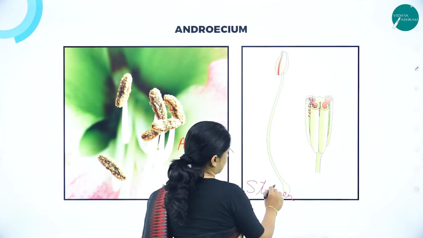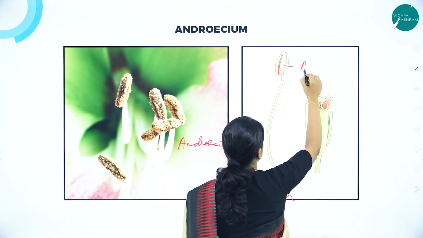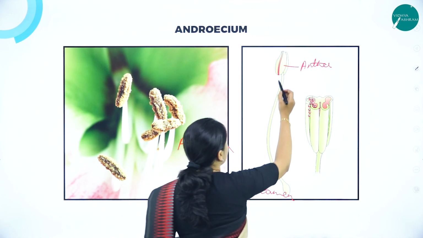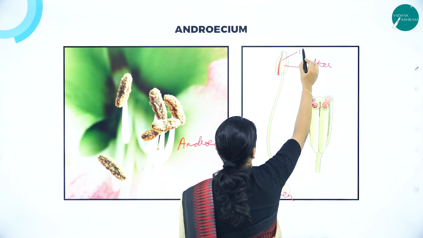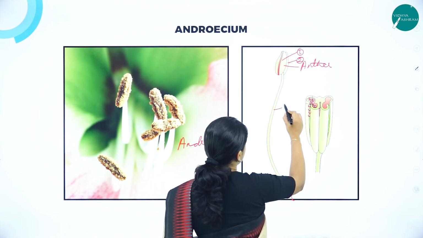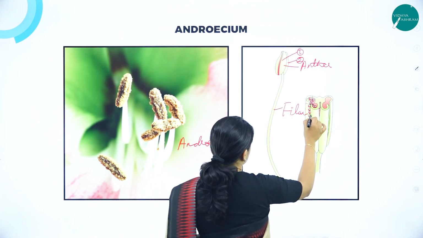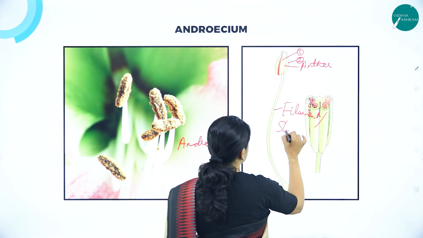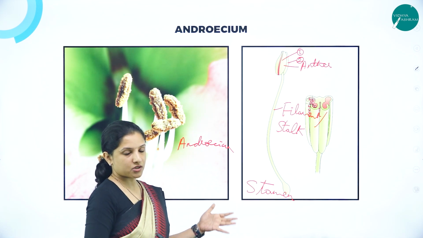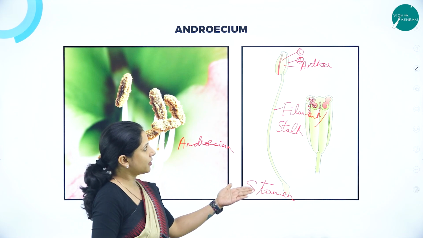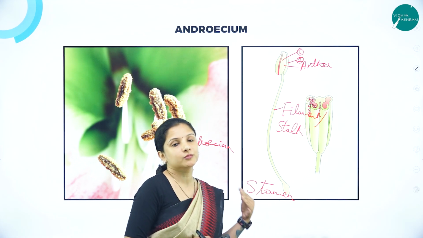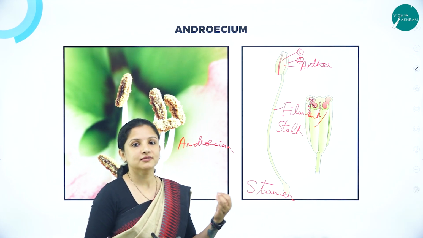So what is there in the stamen? The stamen consists of an anther, which is usually bilobed, wherein it has 2 lobes, one and a second lobe. And it has a long filament or a stalk. So this is the structure of the androecium, which is nothing but the stamen. The anther and the stalk or the filament together constitute the stamen, which forms the male reproductive part of the flower, that is the androecium.